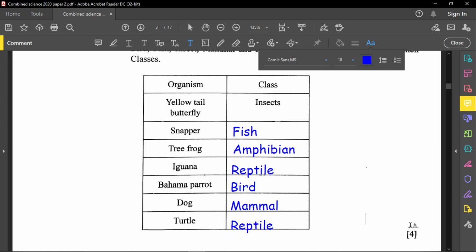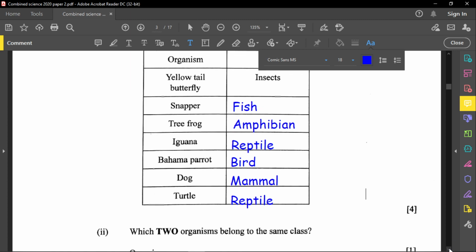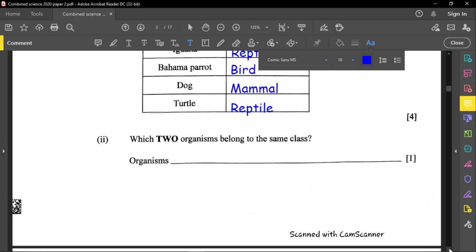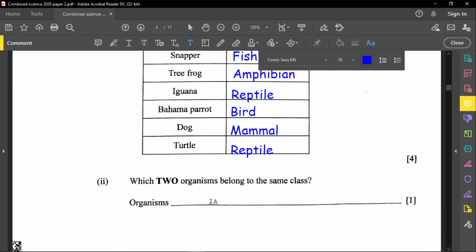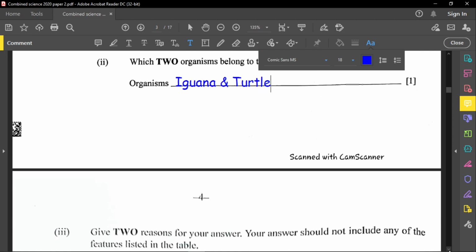All right, so let's go to our next part of the question. It reads, which two organisms belong to the same class? If you go back to the chart, you realize that the two organisms in the same class are the iguana, which is a reptile, and the turtle, which is a reptile. So let's put those as our answer: iguana and turtle. They belong to the same class. They are both reptiles.